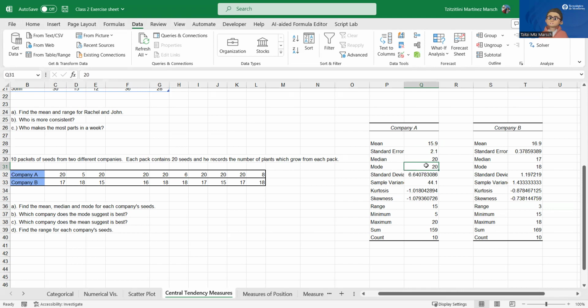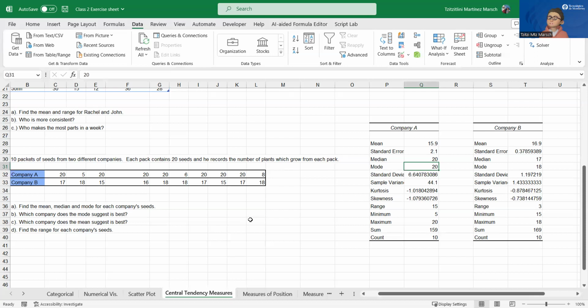So if I was to come up and tell you which one I would prefer, I would probably tell you that I would prefer company A. It is more consistent. More packets give me the 20 seeds. More packets, I'm going 100% of a yield of what they're promising, okay?